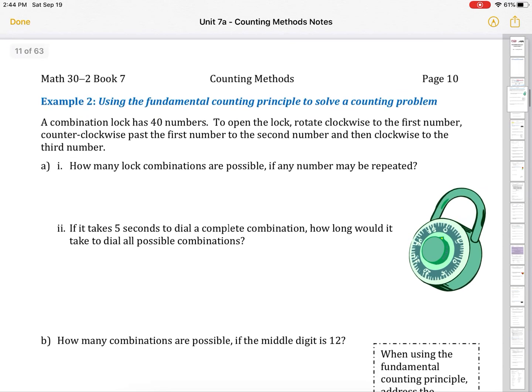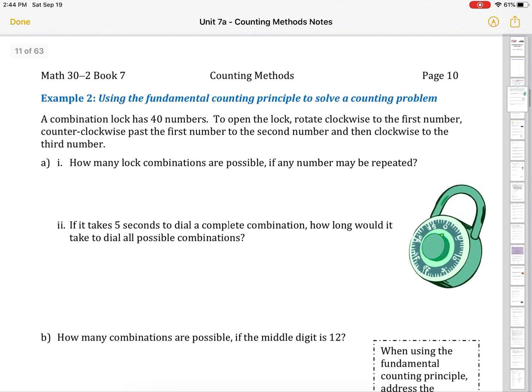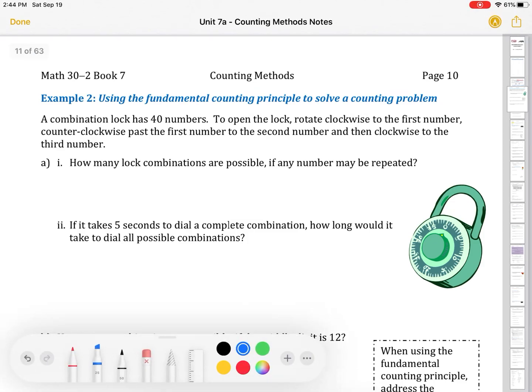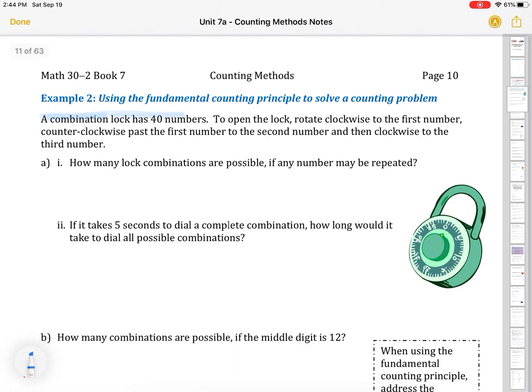Now, that's fine for this. Sometimes we don't want to do a tree diagram. It's going to take us too much work because there's so many options. And using the fundamental counting principle to solve a counting problem that has very large numbers as its answer is much more preferred. Okay, it works on a small scale, it works on a large scale excellently.